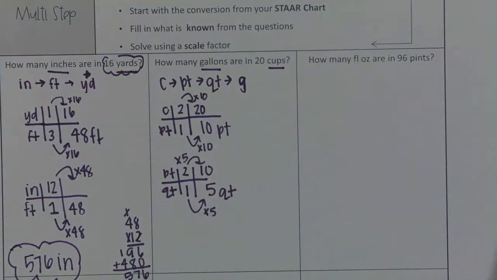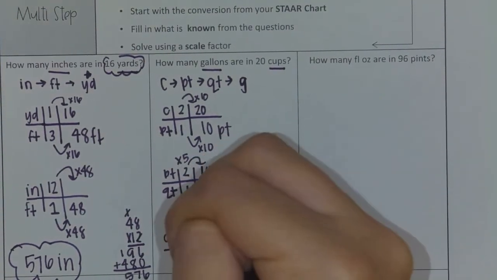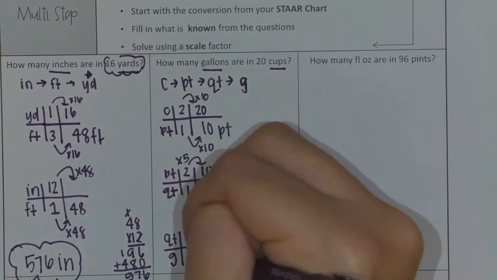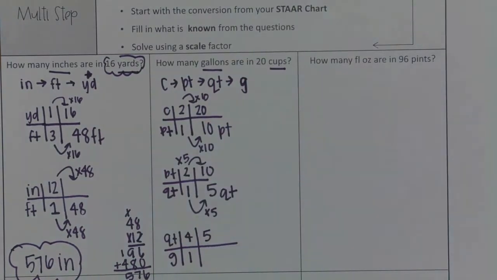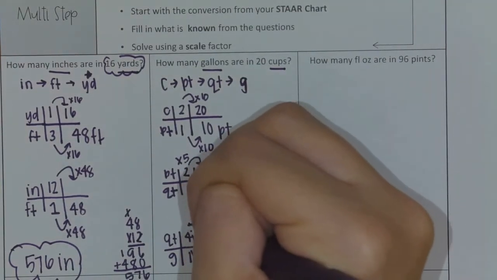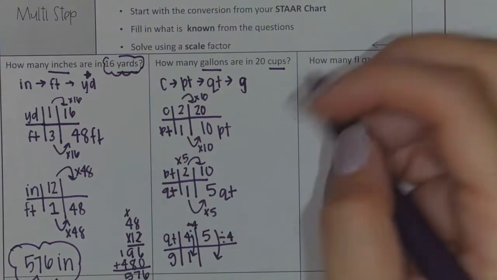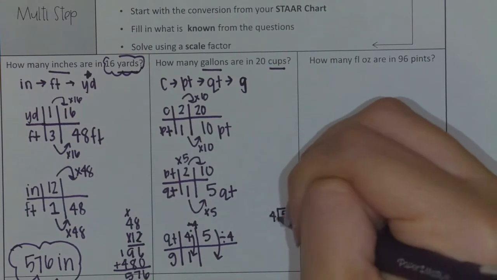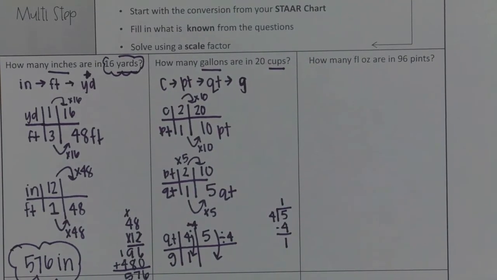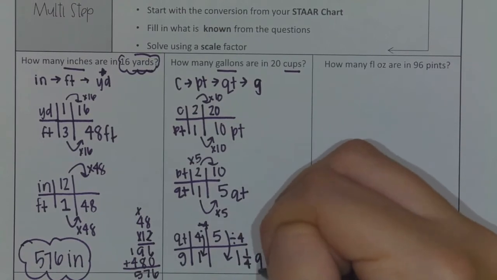The very last conversion would be to get to gallons. So now I need to do quarts to gallons. My star chart tells me that there are 4 quarts in every 1 gallon. I know that I currently have 5 quarts. So this time I'm going to use my within scale factor, and my within scale factor would be divided by 4. What I do on the left, I have to do to the right. So this would be 5 divided by 4. 4 goes into 5 one time. I subtract and I get 1, and I'm going to leave it as a fraction because it actually saves me work. I know that I have 1 and 1/4 gallon.